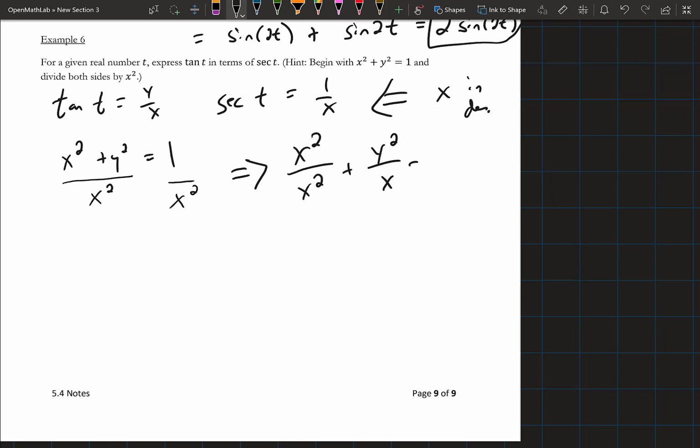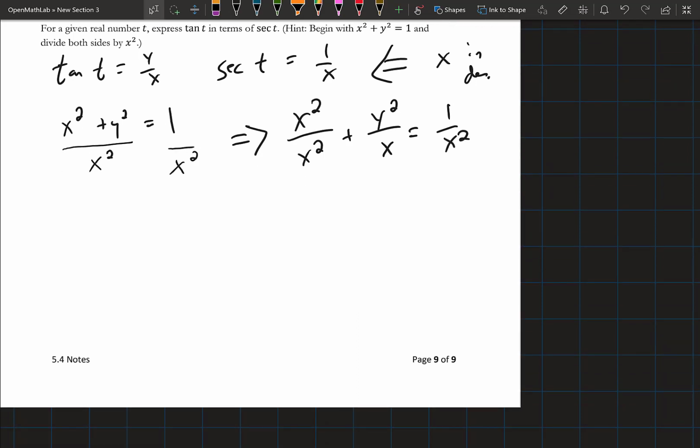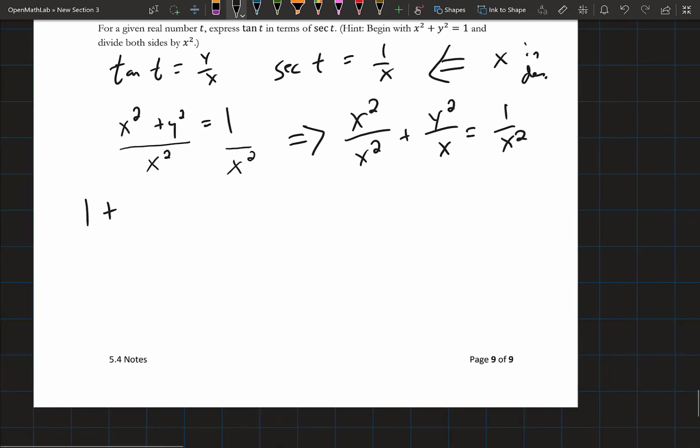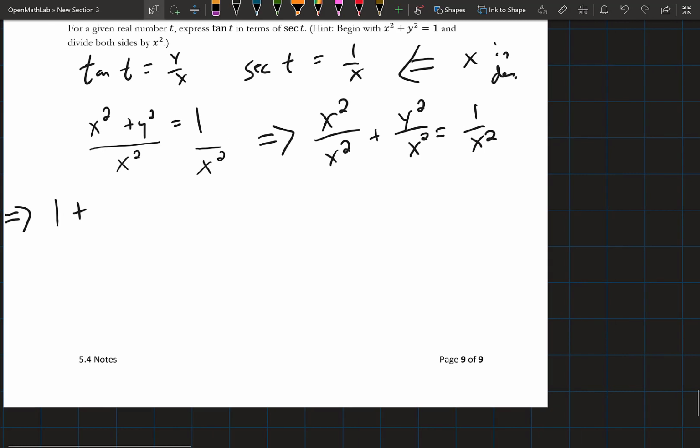So let me just write this out. We get x squared over x squared plus y squared over x squared equals 1 over x squared. So x squared over x squared is just 1. So we'd have 1 plus, and then we'd have y squared over x squared equals 1 over x squared.